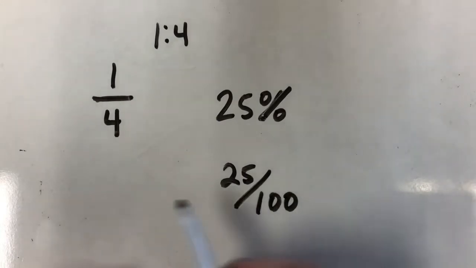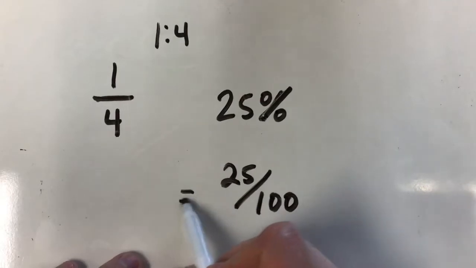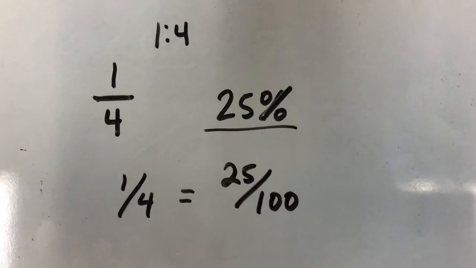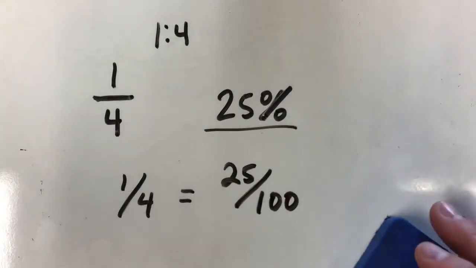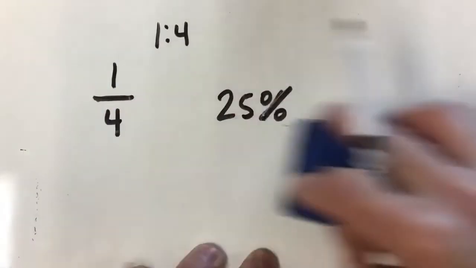Those are equivalent fractions or equivalent ratios. We would say 1/4 is equal to 25 hundredths. They're equivalent. So a percent has to do with the ratios that we've been doing up to this point. So it's important to know what that means. What do we mean when we say percent? Cent means 100, just like a century. Or we call 1/100th of a dollar a cent. A penny is a cent.